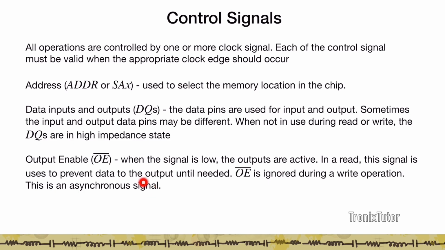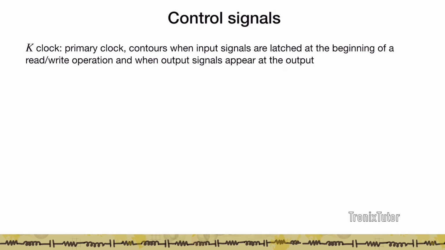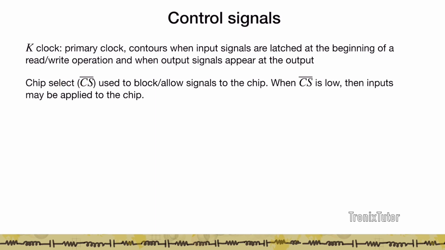And this is not a clock signal, but rather is an asynchronous signal. We also have the primary clock, which is sometimes denoted as K, and this is the clock to which all the input signals are latched. We also have a chip enable or chip select signal, and this is to ensure that you enable the chip, or to block signals in case the chip is not enabled. So CS bar has to be low for the inputs to be applied to the chip.